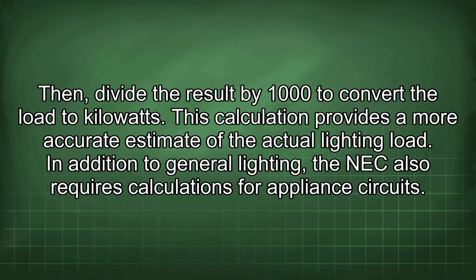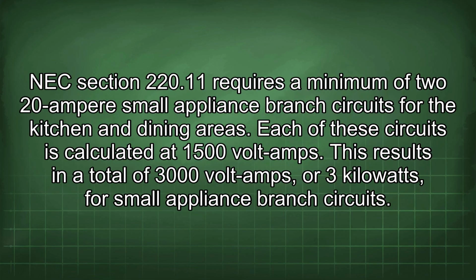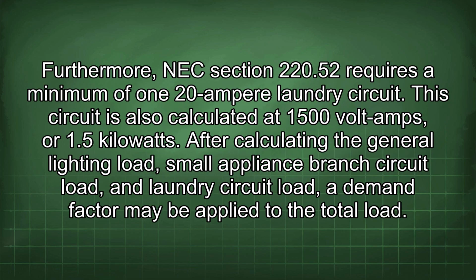This calculation provides a more accurate estimate of the actual lighting load. In addition to general lighting, the NEC also requires calculations for appliance circuits. NEC section 220.11 requires a minimum of 2 20-ampere small appliance branch circuits for the kitchen and dining areas. Each of these circuits is calculated at 1500 volt-amps. This results in a total of 3000 volt-amps or 3 kilowatts for small appliance branch circuits. Furthermore, NEC section 220.52 requires a minimum of one 20-ampere laundry circuit. This circuit is also calculated at 1500 volt-amps or 1.5 kilowatts.